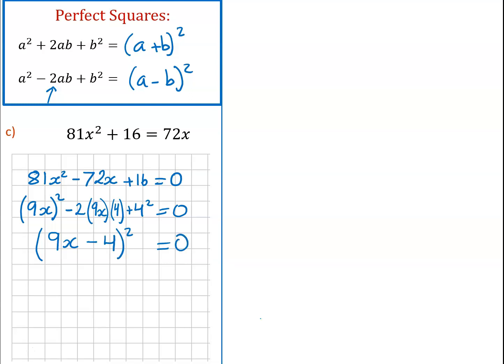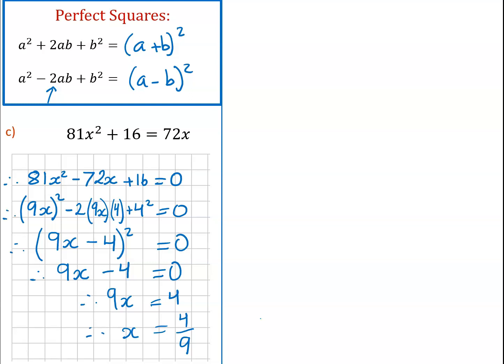And we can solve this straight away now, because if you have something squared equal to 0, well, that means the inside must be equal to 0. There's no other way around it. That means that 9x is equal to 4, and x is equal to 4 over 9. Again, I've got this habit of always forgetting to write down my therefores at the start of every line. Okay, and we have solved it.